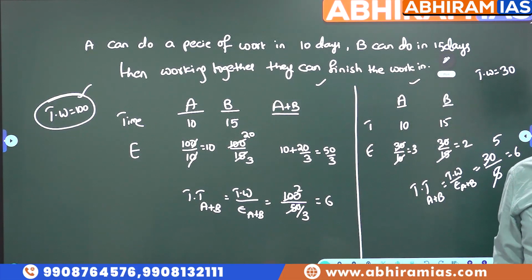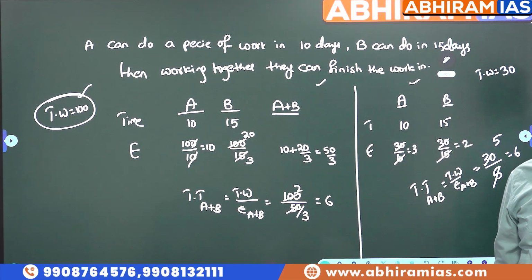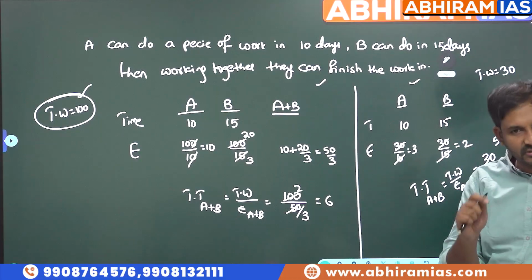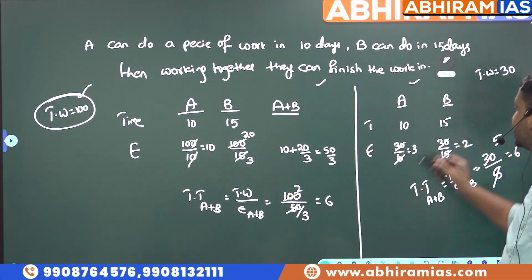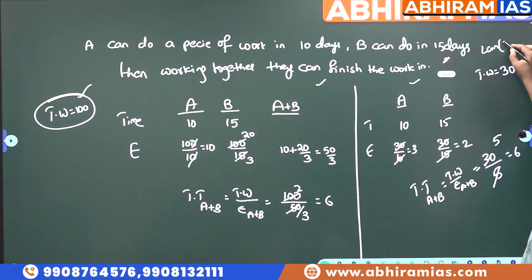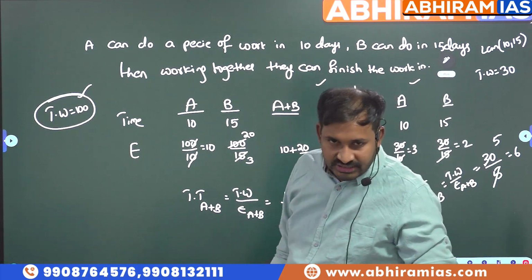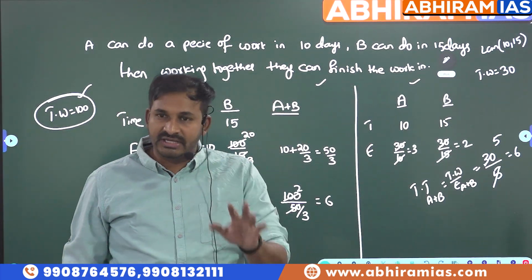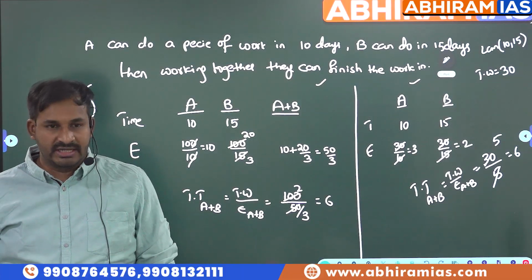Which one looked easy? The second one. Why? The reason is, here they are exactly cancelling the total work. So just for calculation sake, we will take the total work as LCM of given times. LCM of 10 and 15 is 30. Just for calculation sake, there is no reason or anything behind that.